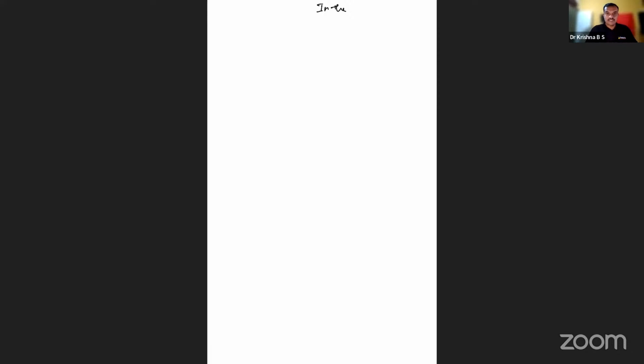Okay, I will do it vertically. Let it be good. Yes, because I need a slightly bigger format. I will be doing it vertically, not horizontally.